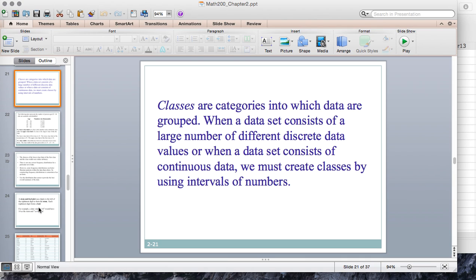Now, I talked a little bit about classes a couple of slides ago, but I want to talk about that in a little more depth. Classes are just the categories that data are actually grouped into. So if a data set consists of a large number of different discrete data values, or it consists of continuous data, we want to actually create classes by using intervals of numbers.